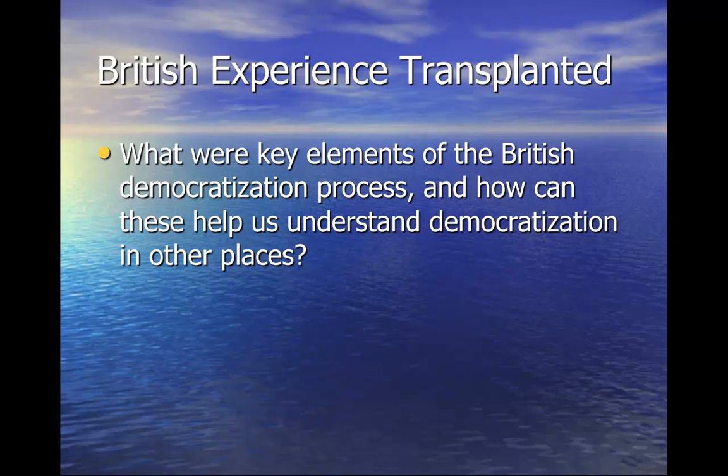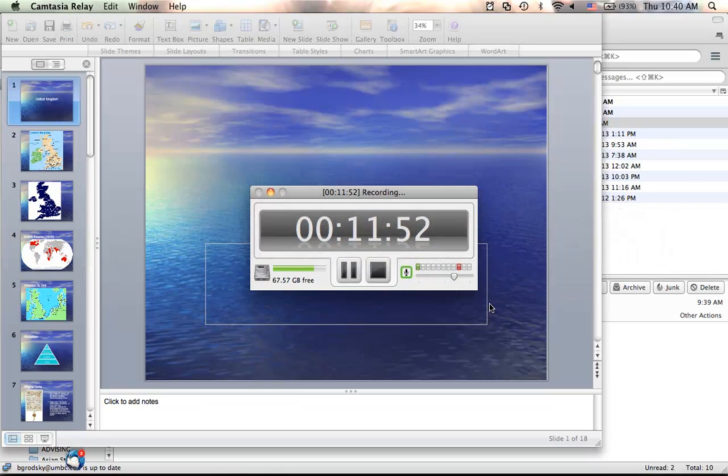In terms of a potential question I might put up here, I haven't decided if I'll put this up or not for this semester, but I want you to think about the British experience transplanted. What were the key elements of the British democratization process, and how can these help us understand democratization in other places? To what extent can we expect the British case to be transplanted in the 21st century, when you've got different conditions? Think about what we talked about in the political economy section, in the less developed countries section, the way the global economy works today, the globalization section. Can we expect this British experience to exist again? So I might put this up and I might not. But we're done for now. So the British case is over.